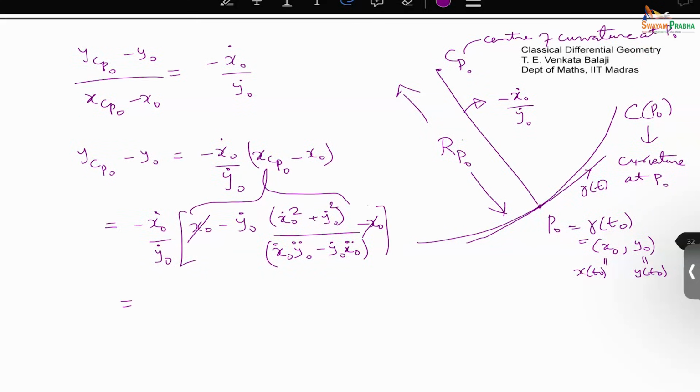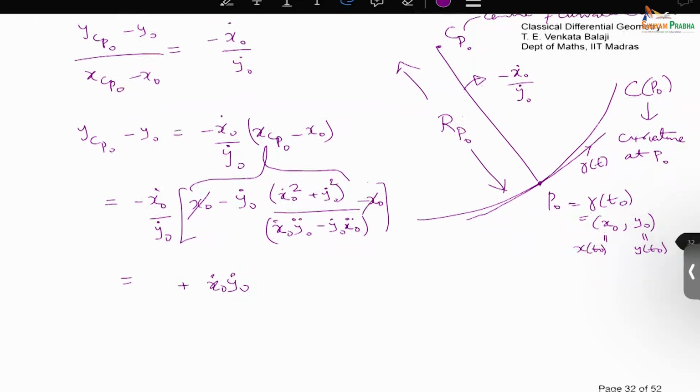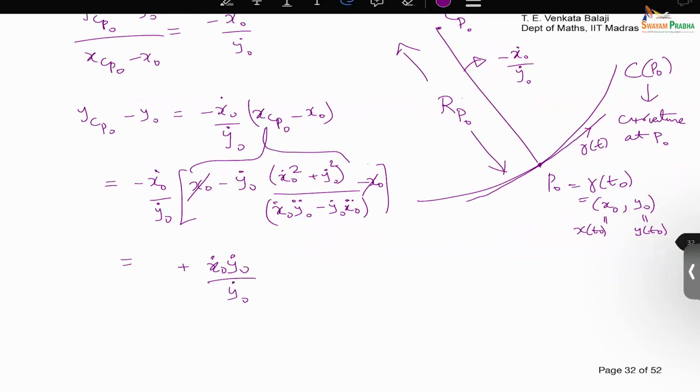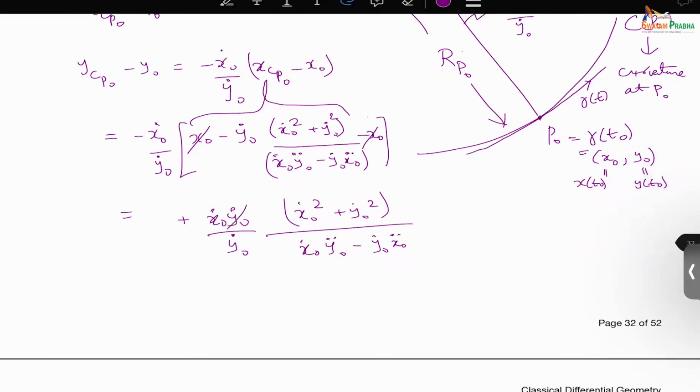I end up with, so plus x naught dot y naught dot, and then there is a y naught dot in the denominator, and then I'll get x naught dot squared plus y naught dot squared by x naught dot y naught double dot minus y naught dot x naught double dot, and this y naught dot is going to get cancelled. Of course, whenever I am cancelling, I am assuming that it is not 0, and you are going to see that that will eventually be an important condition later on, okay.